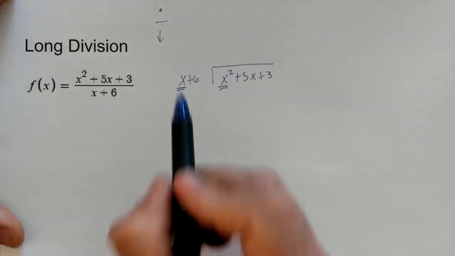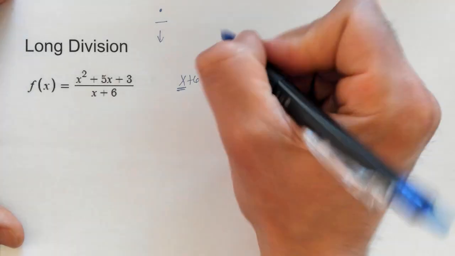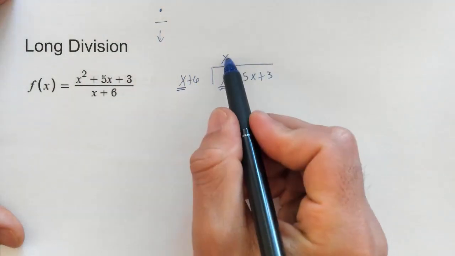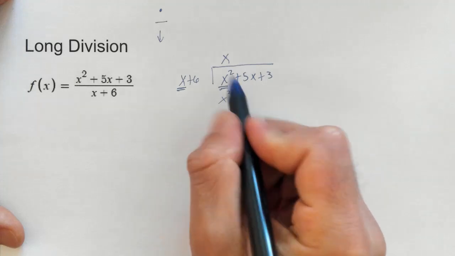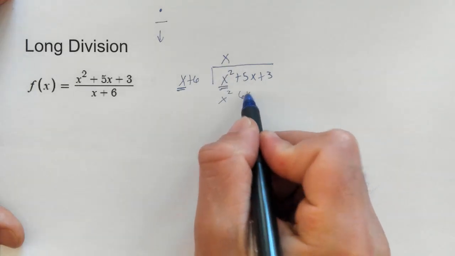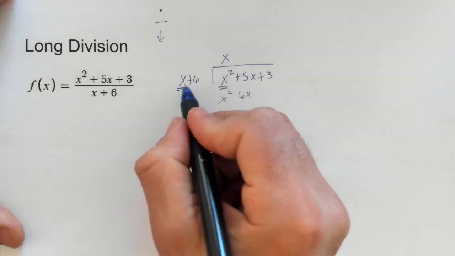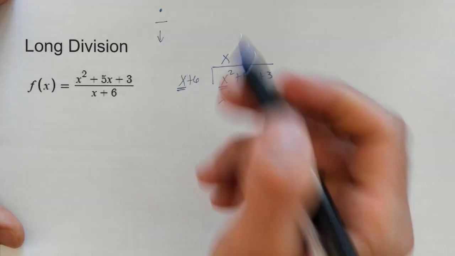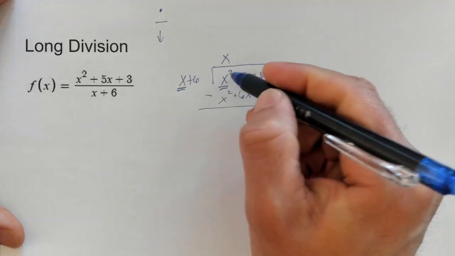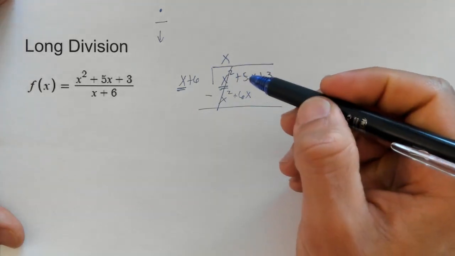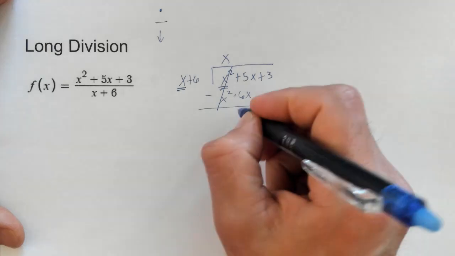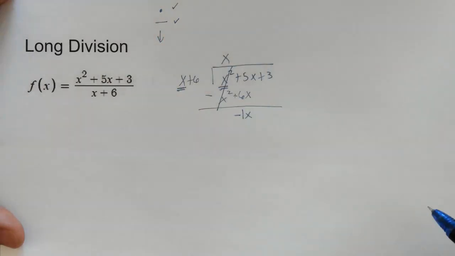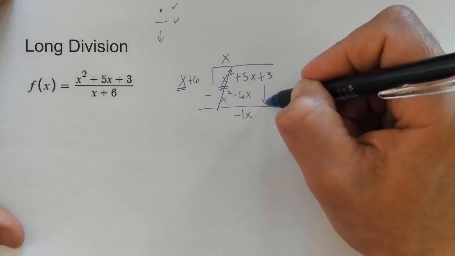X times something is x squared, and that's x times x. So we're going to multiply x times both of these terms. X times x is x squared. X times 6 is 6x. And it's a positive 6x, we can put a plus there. Now, after multiplying, we subtract the terms. So we're going to subtract these two. Notice how the x squares cancel. And now we have 5 minus 6, which is negative 1x. We've multiplied, we've subtracted. Now we bring down the next term.